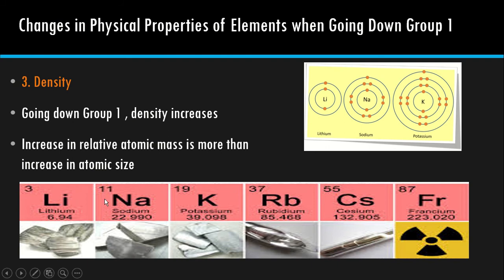So here every atom has its RAM, known as relative atomic mass. It says here that the increase in RAM is more than the increase in atomic size, which causes the density to increase. For example, lithium has an RAM of around 6.9 or 7. Sodium is more, then potassium is bigger, rubidium bigger, and francium very big. Okay, so that's all for density, and that's all for the physical properties. You just need to know this lightly, it is usually asked in Paper 1. Roughly you have to know.